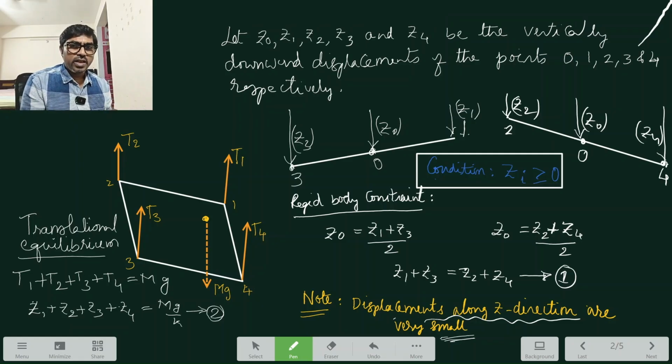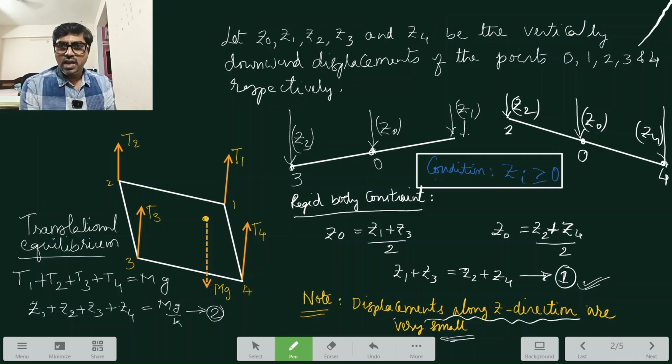I am not going to explain it in much detail. I hope you understand it. If you require, we will take that as a separate session. Similarly, look at the other diagonal, 2, O, 4, having displacements z2, z0, z4 in the vertical direction. Again, O is the midpoint, so it has a displacement which is the arithmetic mean of the displacements of 2 and 4. So we got z0 in 2 expressions: z1 plus z3 by 2 from the first diagram, also equal to z2 plus z4 by 2. By comparing that, I get one equation. This is the equation I am getting from the rigid body constraint. So that is the first part.